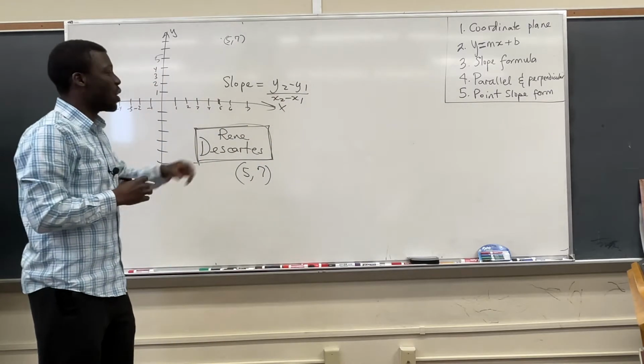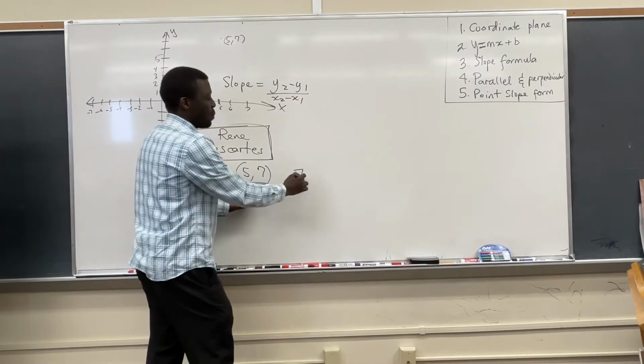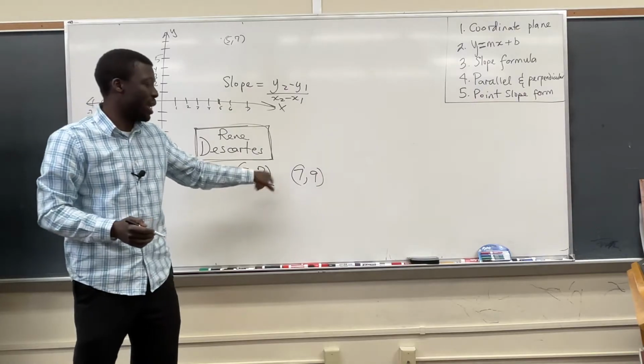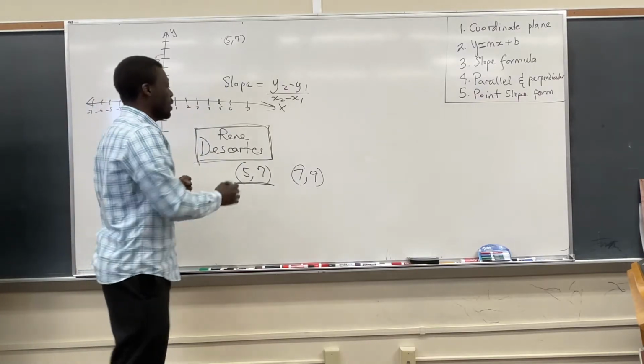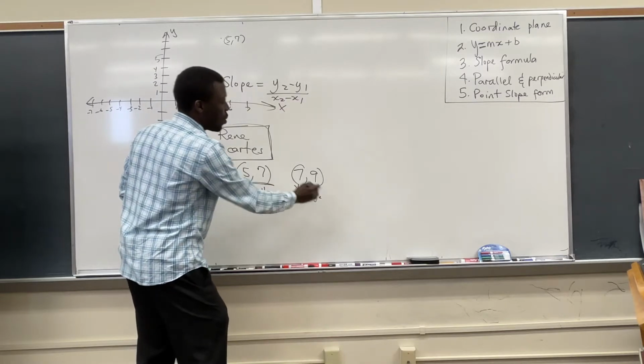And so how does this work? We basically take two values, like this point and another point, and we use one of them as x1, y1, and the other one as x2, y2. The number on the left is always your x, and the number on the right is always your y.